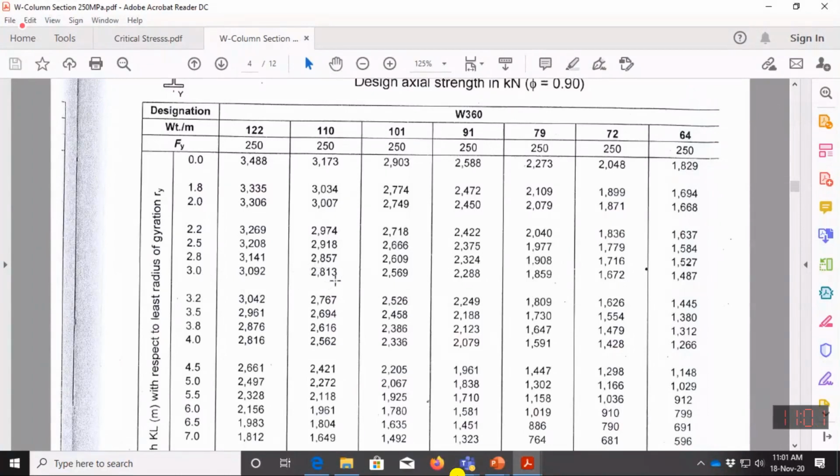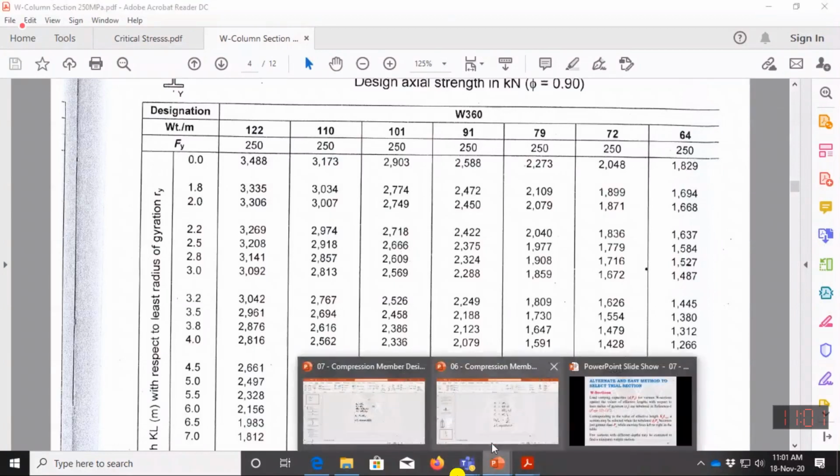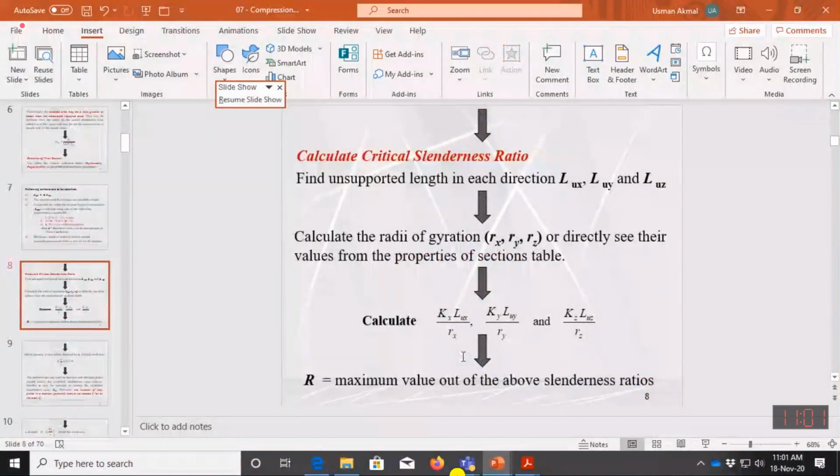So I don't need to start the design by assuming the slenderness ratio value. I can directly pick the column corresponding to our given effective length. It means that my desired section will be W360 into 110. We will practice this table when we are solving some numericals. So these are the W section column selection tables. If you read these slides, you will understand this.